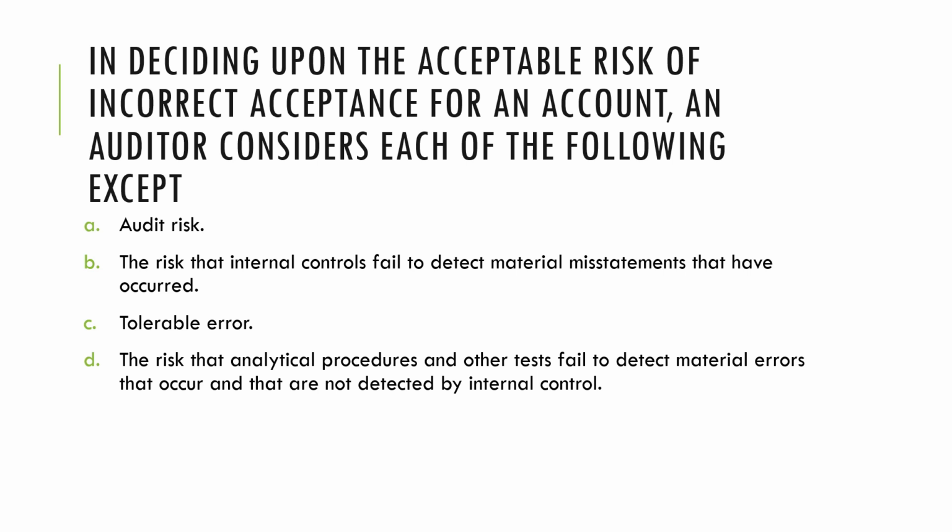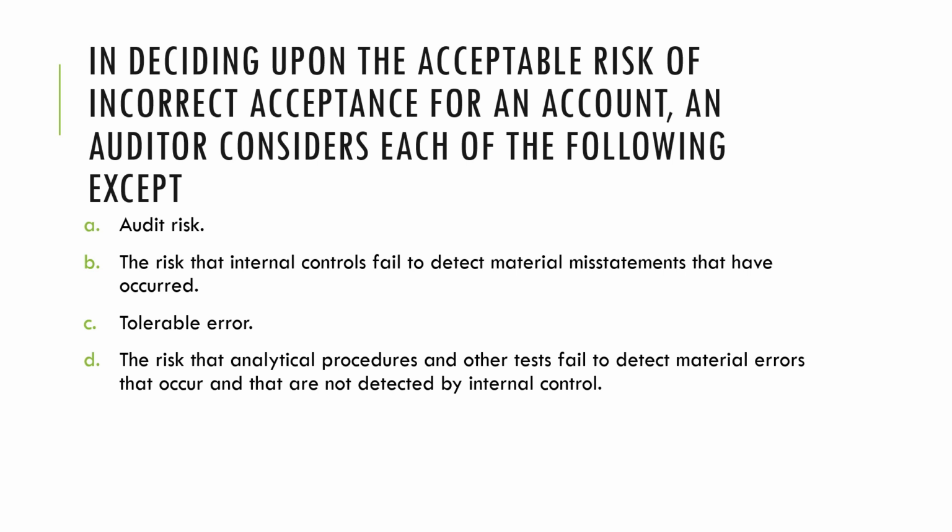So, in deciding upon the acceptable risk of incorrect acceptance for an account, an auditor considers each of the following except. Letter A, audit risk. Letter B, the risk that internal controls fail to detect material misstatements that have occurred, or in other words, control risk. Letter C, tolerable error. Or letter D, the risk that analytical procedures and other tests fail to detect material errors that occur and that are not detected by internal controls.